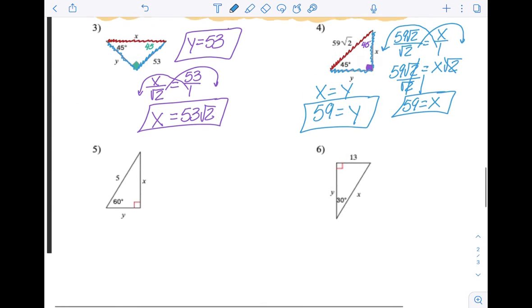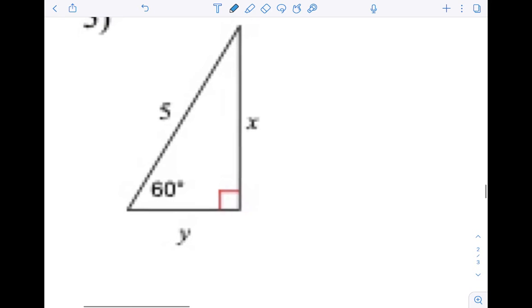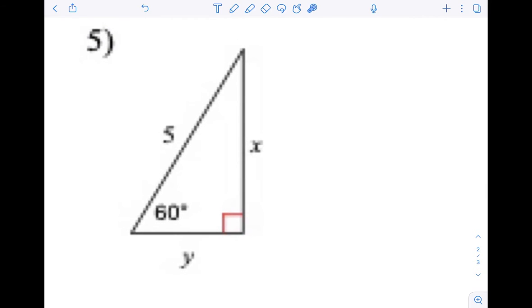Okay? Let's go to our last two problems. And this says 90 and this says 60, so that means that this angle here is 30 degrees. So let us find our right angle here, right? And our hypotenuse, we know that we do in red, is across from the 90, right? Okay, so this is our red here.